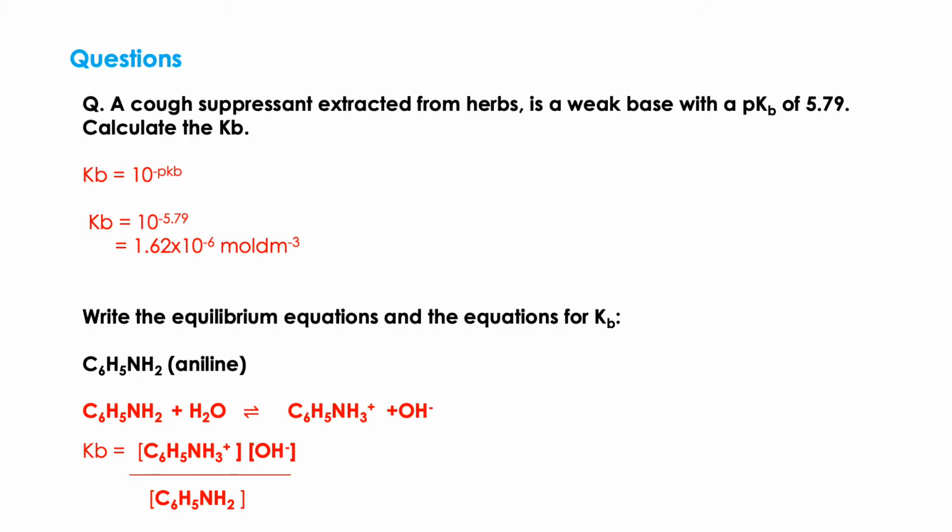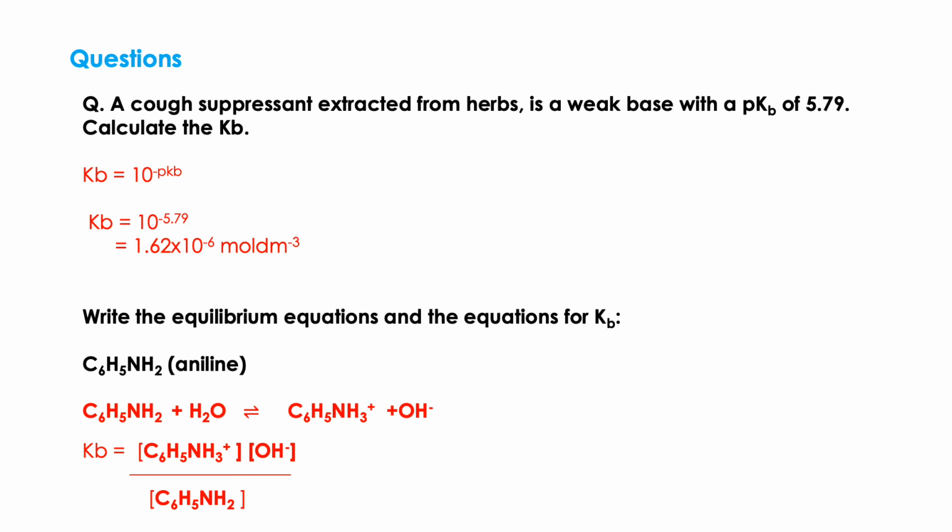Let us discuss some questions. A cough suppressant extracted from herbs is a weak base with a pKb value of 5.79. Calculate the Kb. Using the formula, Kb is equal to 10 to the power minus pKb, substituting the value of pKb from the question, Kb is equal to 10 to the power minus 5.79, which gives the answer 1.62 times 10 to the power minus 6 moles per decimeter cube. Remember, Kb has a fixed unit of moles per decimeter cube.